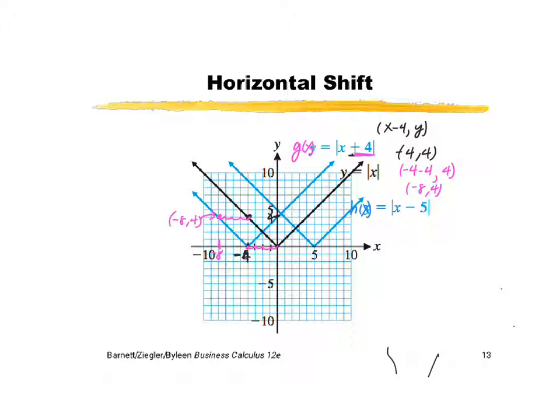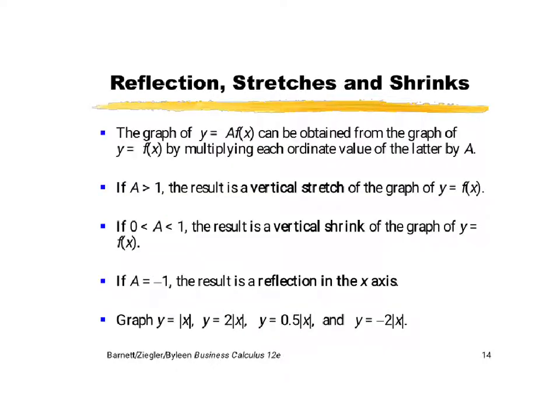Okay, for h of x, this was the absolute value of x minus 5. Notice here that this graph did shift from the original graph, the absolute value of x, to the right 1, 2, 3, 4, 5 units. Okay, so for horizontal shifts, remember those will work opposite of what you think. If you're adding within the function to the x, you're going to shift left. If you're subtracting within the function, you're going to shift right. Okay, let's look at the next.